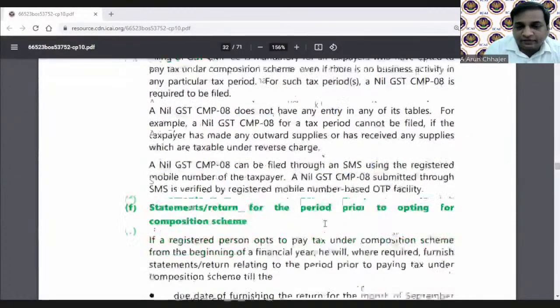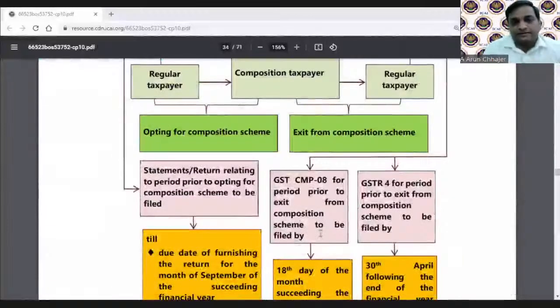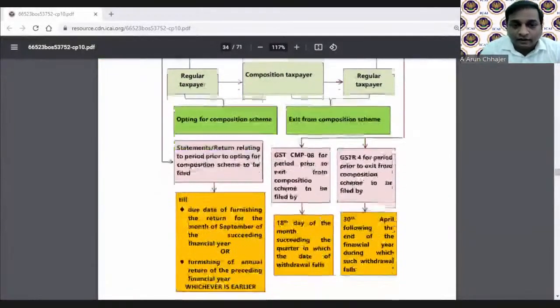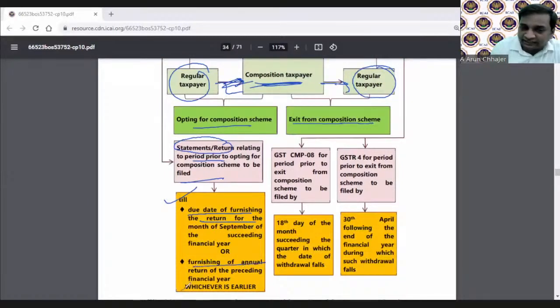Statement for the period prior. Now try to understand this table. What is this table? A regular taxpayer opting for the composition, or a composition taxpayer going to the regular scheme. So opting for the composition or opting out from composition. The statement or return relating to the period prior to opting for the composition is to be filed by the due date of furnishing the return for the month of September, or the annual return, whichever is earlier.